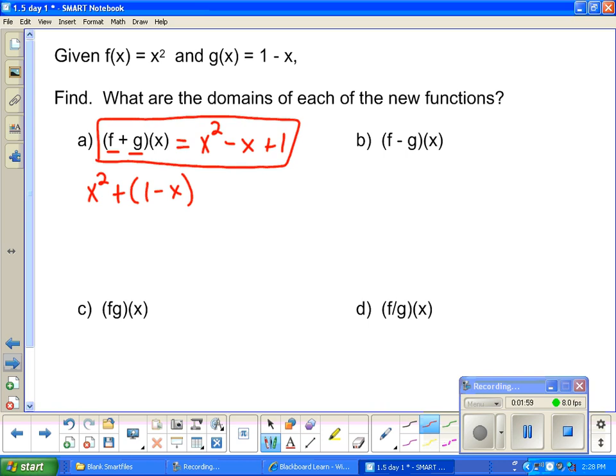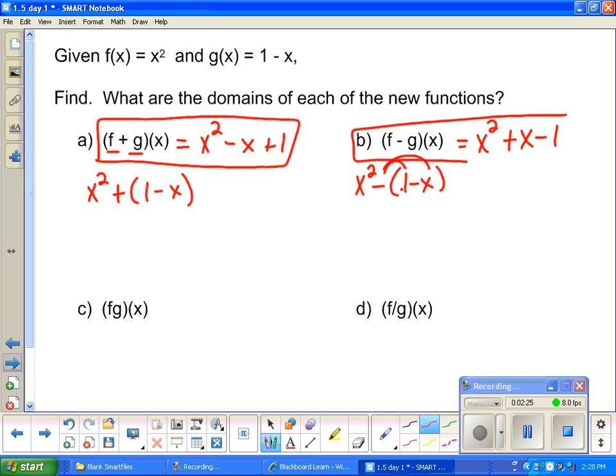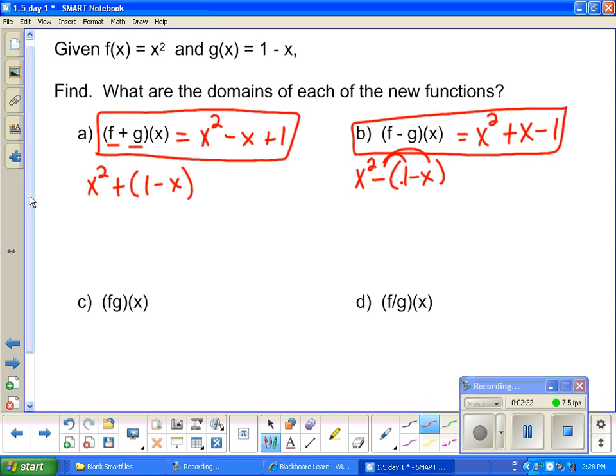With subtraction, what you have to remember is you have to subtract the entire function. So I'm subtracting 1 minus x, which means I would have to distribute. If I write that in standard form, it'd be x squared minus negative x, which makes it plus x, and then minus 1. We'll come back to the domains after we do all our calculations.